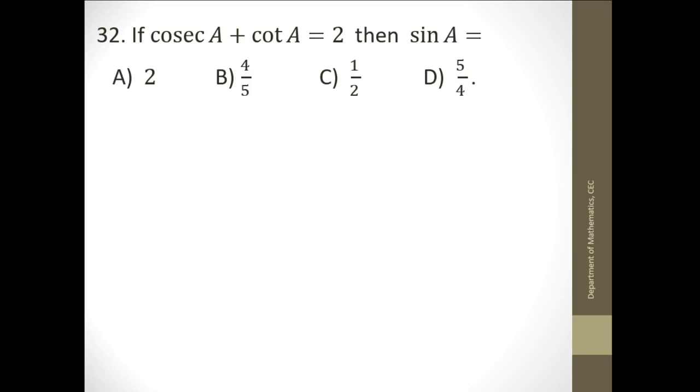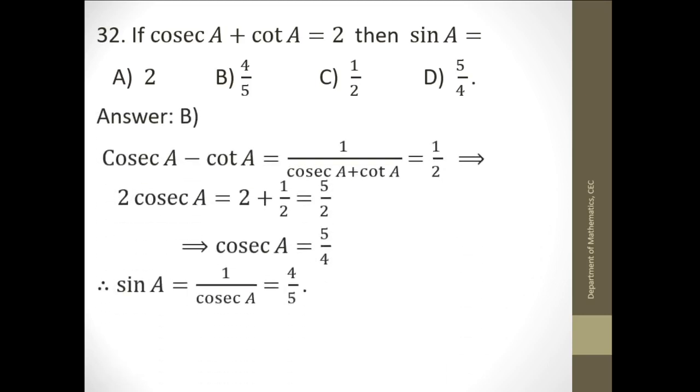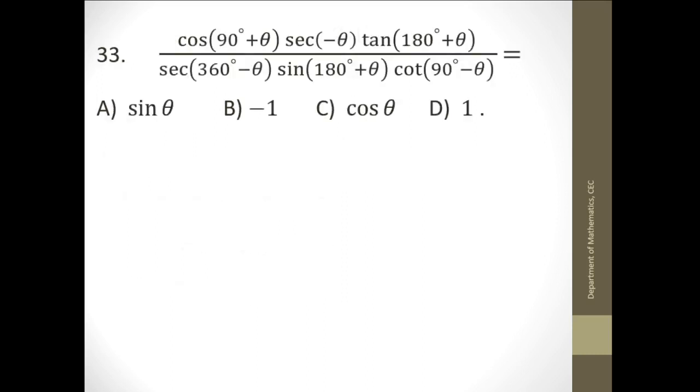So answer is B. See the logic here, cosecant a minus cot a is 1 by cosecant a plus cot a, that is given 2, therefore it is 1 by 2. Add the given equation and this equation, 2 cosecant a is 2 plus 1 by 2, that is 5 by 2. Therefore cosecant a is 5 by 4, reciprocal is sin a, that is 4 by 5.